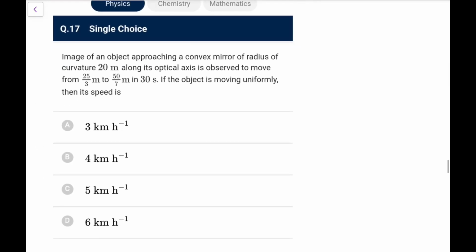The image of an object approaching a convex mirror of radius of curvature 20 meter is observed. Its image on the optical axis is moved from 25 by 3 to 50 by 7 in 30 seconds. If the object is moving uniformly, then its speed is going to be. Here they will do like they did in the NCERT solved example, you remember. So it is observed to move from 25 by 3 to 50 by 7 in 30 seconds. If the object is moving uniformly, then its speed is.